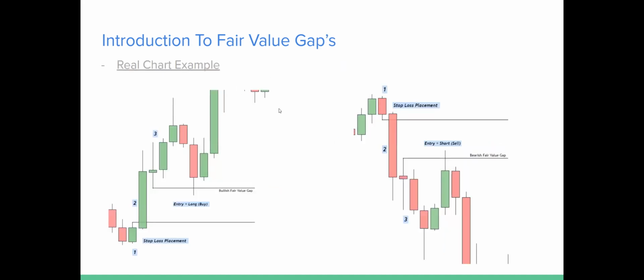So here's a real chart example. You can see number 1, 2, and 3. Fair value gaps are formed by 3 candles. So price moves up quickly. You can see price trades off a little bit higher. It doesn't always have to return back on the next candle after the third one. It can keep trading higher. Then it returns back into the bullish fair value gap.